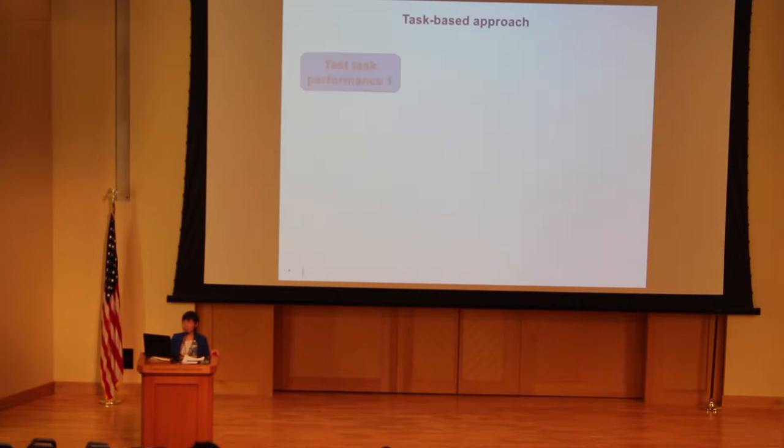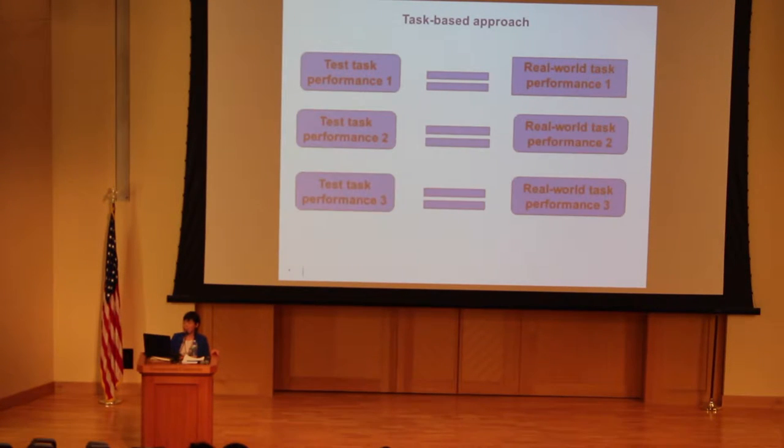So in the task-based approach, you would want the characteristics of tasks to correspond to those of the real-world tasks. And in that approach, the sampling of the domain is particularly important, and also the correspondence between task characteristics and domain task characteristics is important.